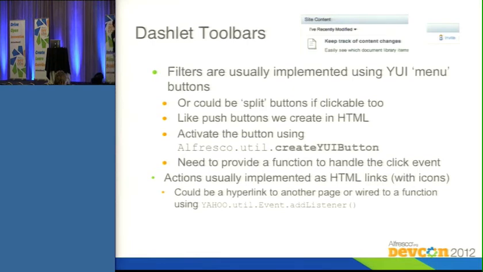For filters, they're actually YUI buttons as well. It just so happens that when you click them, they give you a drop-down rather than a single click handler. So again, we can use createYUIButton to create that. We can use YAHOO.util.Event to add a click listener for any single action links that we've got in the toolbar there. So we're doing that for a custom link that we've got, and we want to add a listener to that so that when someone clicks on the link, something happens.